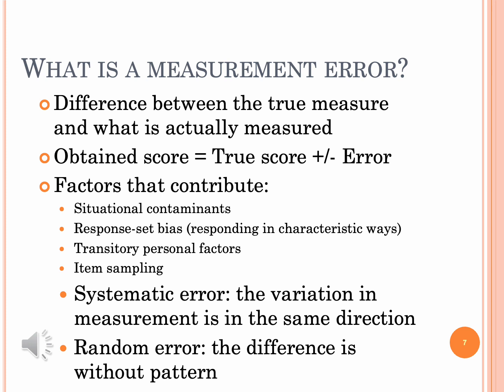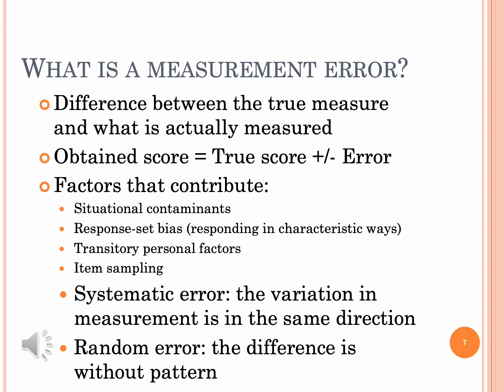The factors that can contribute to measurement errors in research studies include situational contaminants. There may be something in the environment when you administer a questionnaire, for example, that leads participants to respond in a certain way. Response set bias is when participants, for example, would only select strongly agree or strongly disagree, and they will respond in that specific way only.